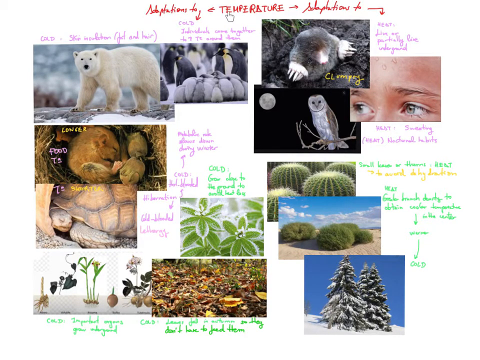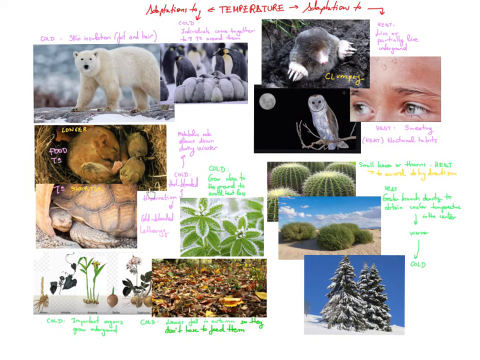Adaptations to temperature. We are going to talk about adaptations to cold and adaptations to heat. Among the adaptations to cold, we find when individuals come together to increase the temperature around them, as we are watching here in this picture with penguins. Another adaptation is skin insulation, because they accumulate fat under the skin or they have a lot of hair, as we are watching here in this picture with a polar bear.